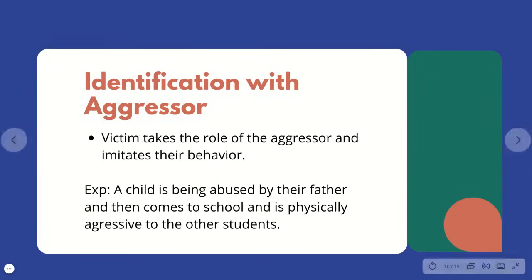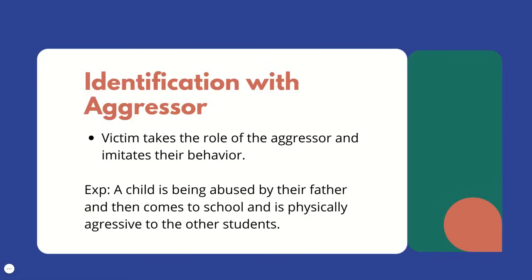Identification with the aggressor. This is when a victim takes the role of the aggressor and imitates their behavior. Why this happens: this defense mechanism is a way to protect oneself from harm, right? It's very situational, like "if you can't beat them, join them." I need to protect myself, so I'm going to do the same behavior that you're doing to me. The victim takes on some of the negative behaviors being done to them.